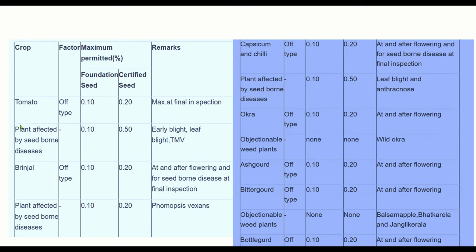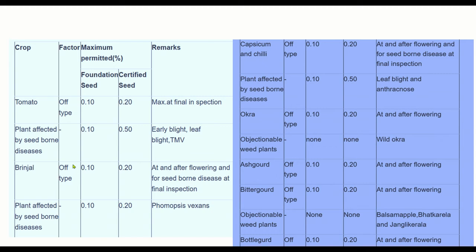The other specific requirement is plants affected by seed-borne disease. For plants affected by seed-borne disease, we have to limit the maximum permitted level to 0.1% for foundation seed and 0.5% for certified seeds. So for tomato, the seed-borne diseases we have to look out for in field standards are early blight, leaf blight, and tobacco mosaic virus. And then we have brinjal.